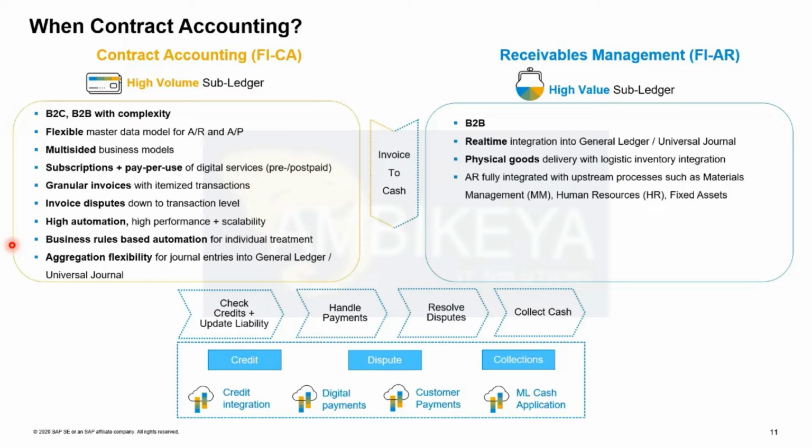And the last point, which is also specific for the FICA subledger, is that we aggregate our posting content into the general ledger, because very often we have to deal in the B2C business with low amounts that are not interesting to have a single line item in a GL document. Therefore, we are aggregating the posting content on its way into the general ledger.